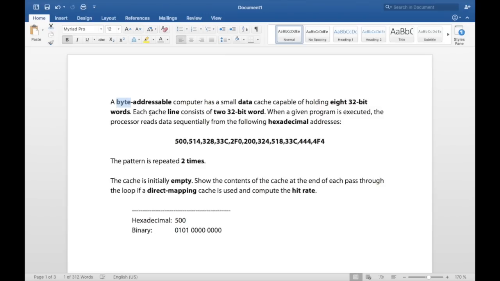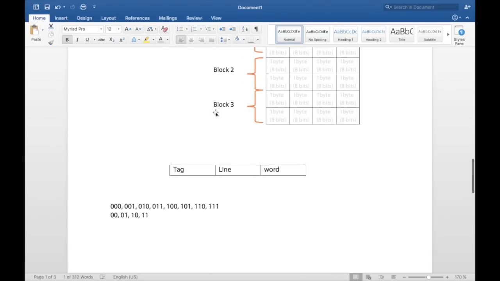Each cache line consists of 2 32-bit words. So let's draw this so far. We know what a byte is: 1 byte is 8 bits. How many bytes are in 32 bits? 4. And each cache line consists of 2 32-bit words. So can you imagine it? Yep, easy.